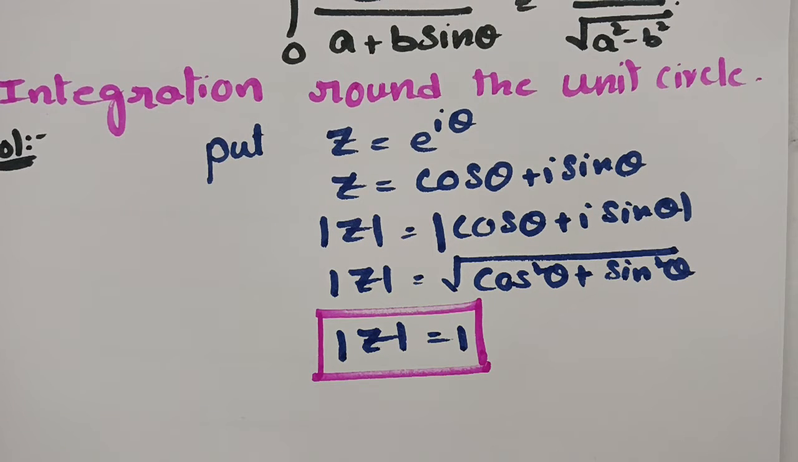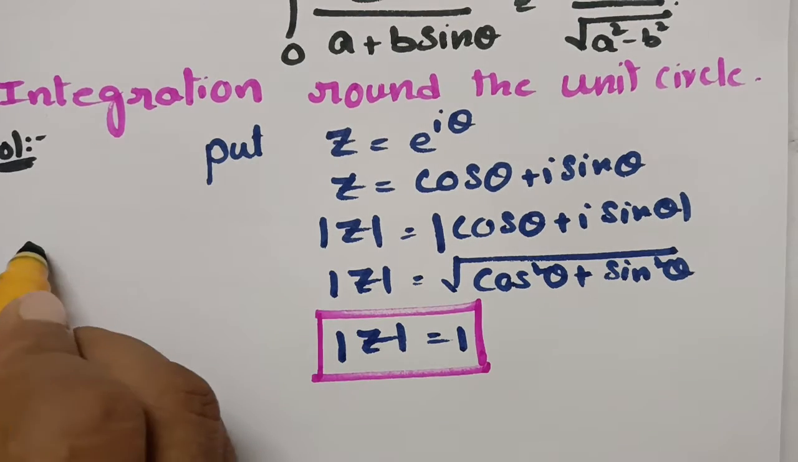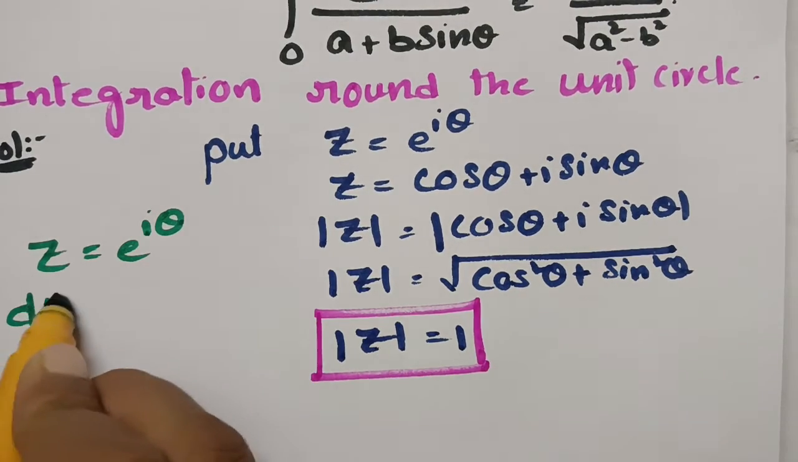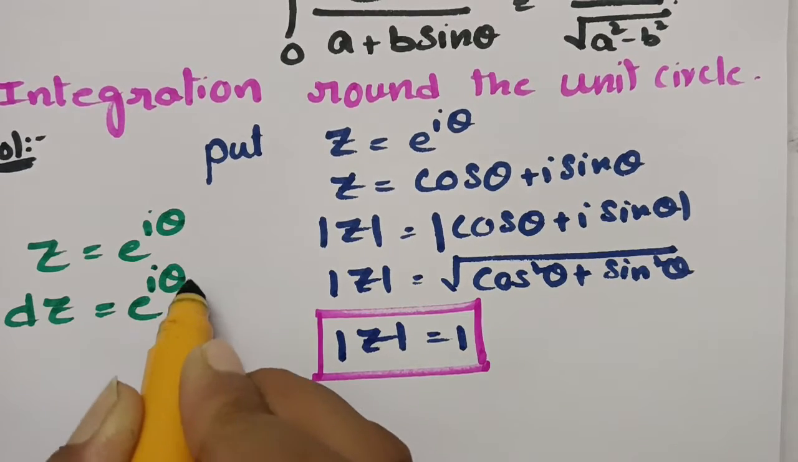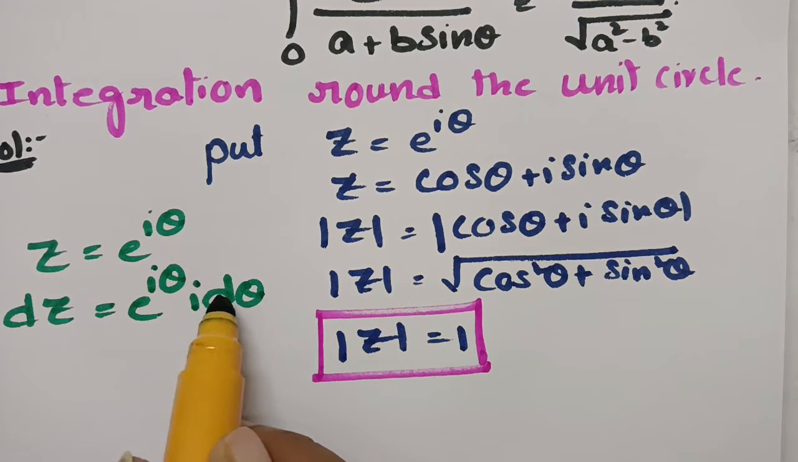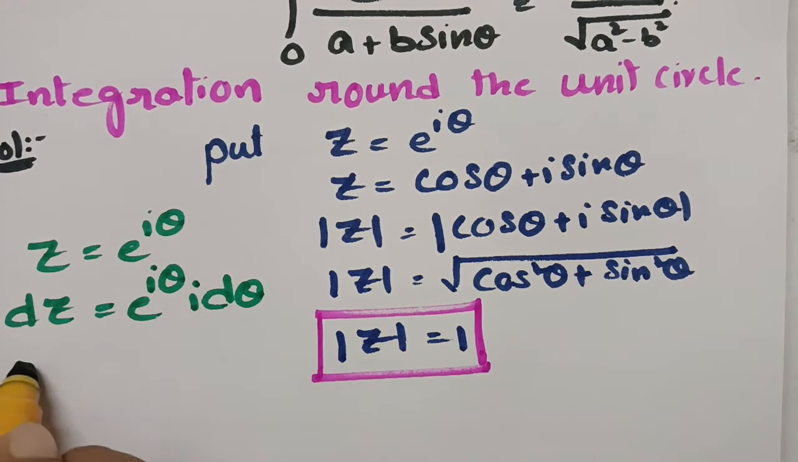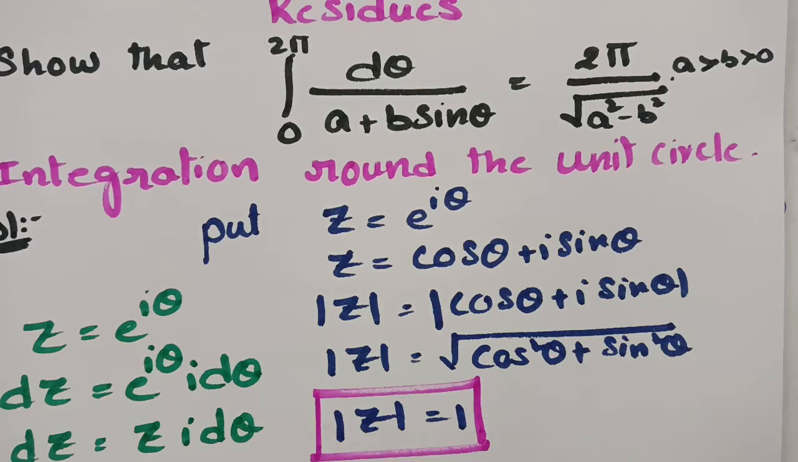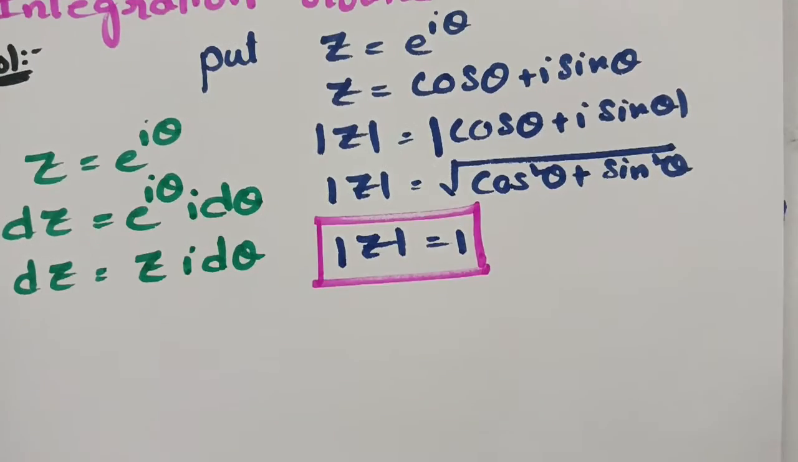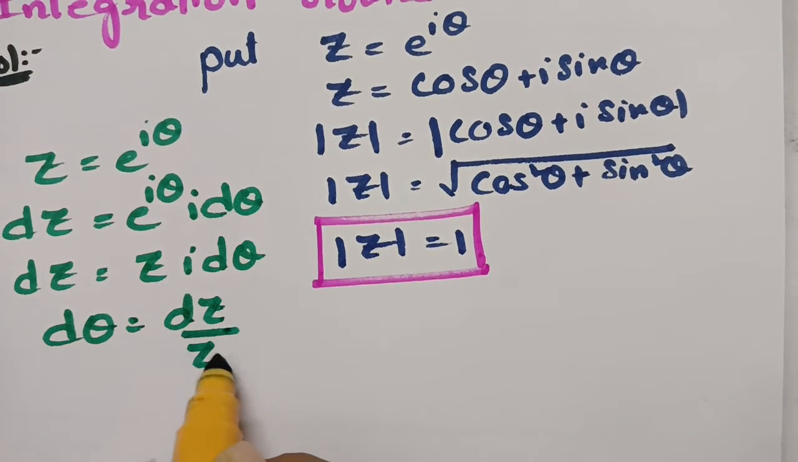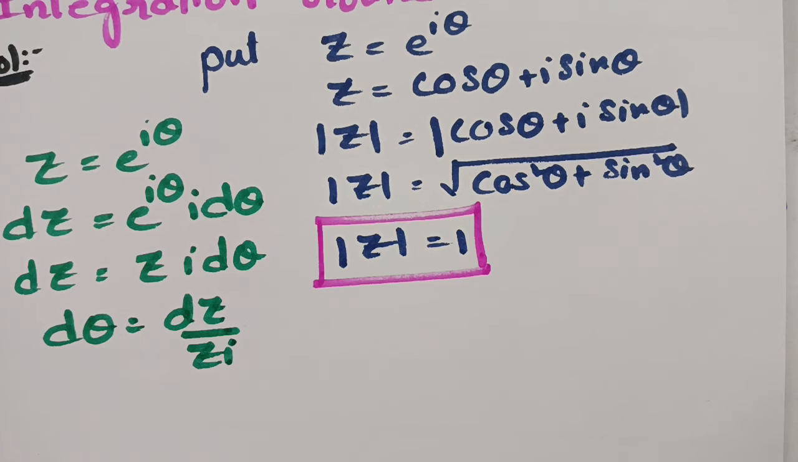The next thing I am going to do is, as I have taken z is equal to e to the power of i theta, if I take the derivative on both sides, then dz is equal to e power i theta into i times d theta. Here e power i theta is nothing but z. So dz is z i d theta. I want the value of d theta in order to substitute, so d theta will be dz by zi. Clear?